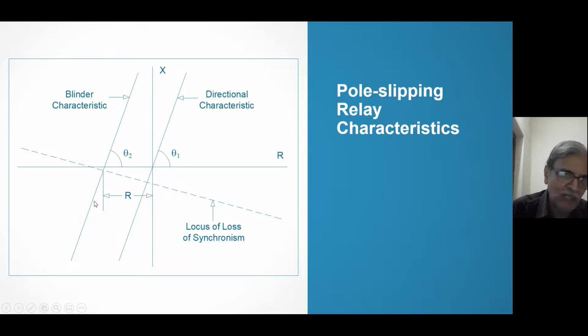This is the Ohm relay. The Ohm relay has an importance here in pole slipping. It is also known as a blinder. So the timer should have timed out.